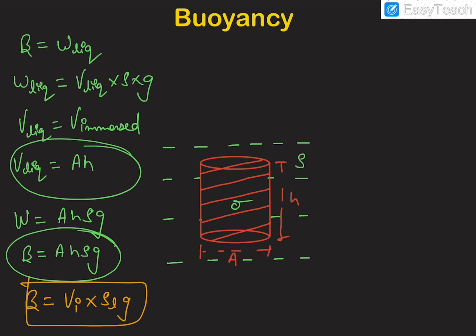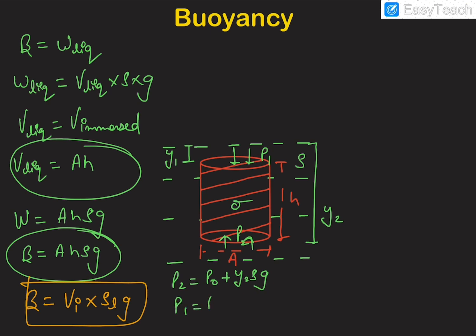Let us see that if the top surface of the cylinder is at a depth of y1 from the free surface of the liquid, and the pressure exerted by this liquid on the top of the cylinder is P1, and the pressure exerted by the liquid on the bottom of the cylinder is P2, and the depth of the bottom is y2. So we can say that P2 will be equal to P0 plus y2 rho g, and P1 will be equal to P0 plus y1 rho g, and P2 minus P1 will be equal to (y2 minus y1) rho g.